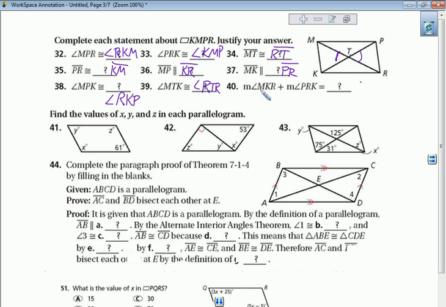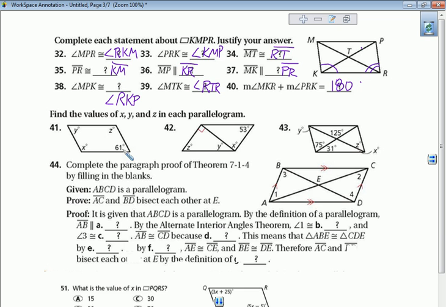And then this one, the measure of MKR, so let's mark that. MKR, this one right here. And the measure of PRK, this one here. Those are consecutive angles. And consecutive angles end up being same side interior, so they must be supplementary.